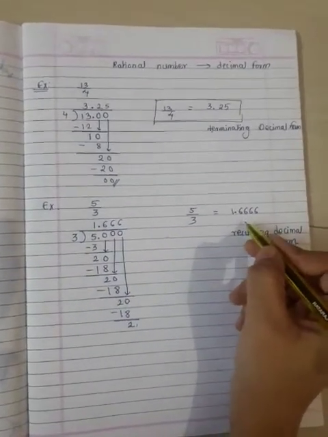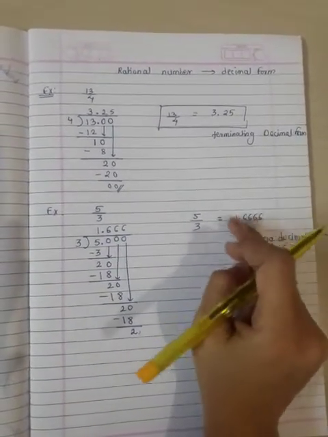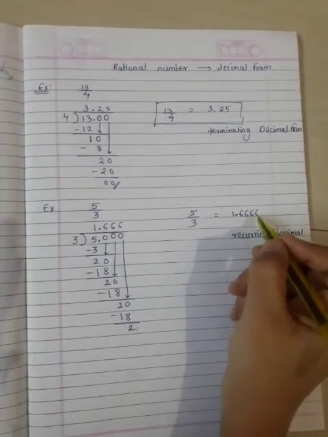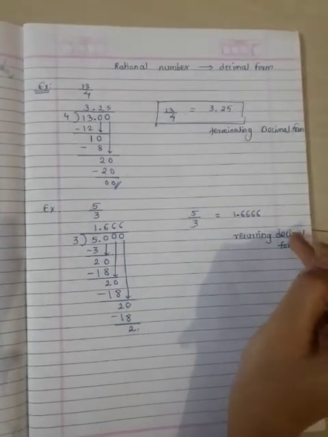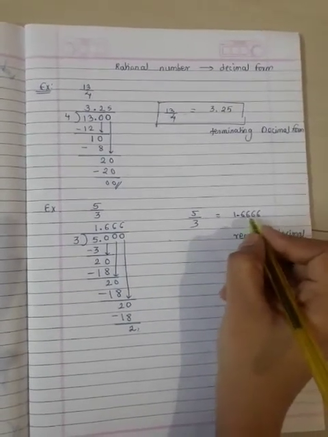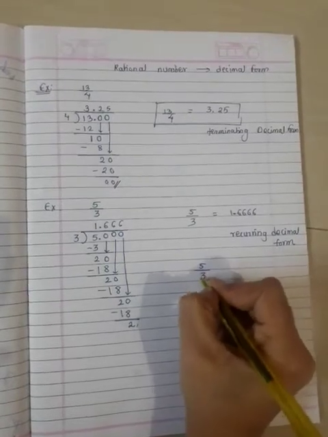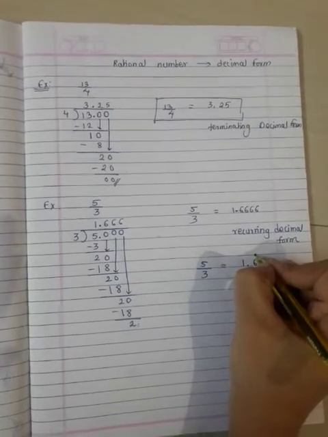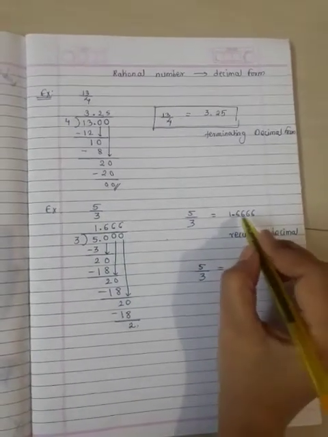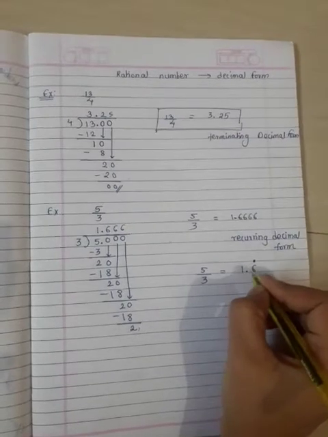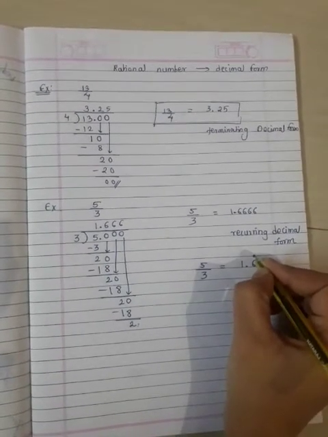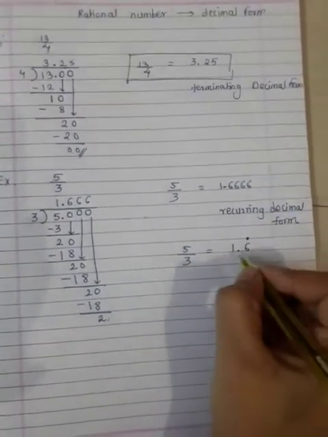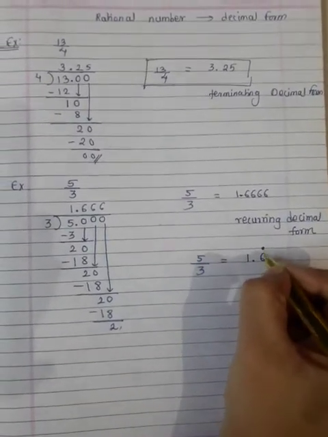Okay, so if in the decimal form a single digit on the right side of the decimal is repeated, then it is called recurring decimal form. So here the single digit 6 is repeated, so we can write this decimal form as 1.6 and put a dot on that number 6. Instead of writing 6 many times, you can write only 6 and give a dot on its head. So 1.666 is nothing but 1.6, and on the head of 6 there is a dot.